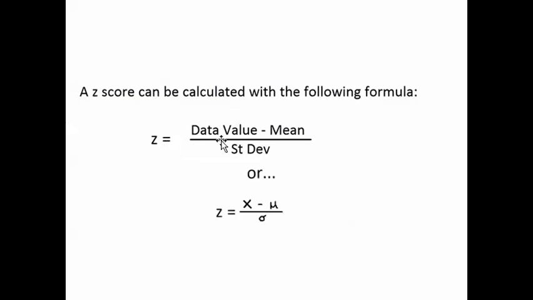If you wanted to change this to symbols, x is the symbol for the data value. Mu, the Greek letter mu, is a symbol for the population mean, and the Greek letter sigma is a symbol for the population standard deviation.